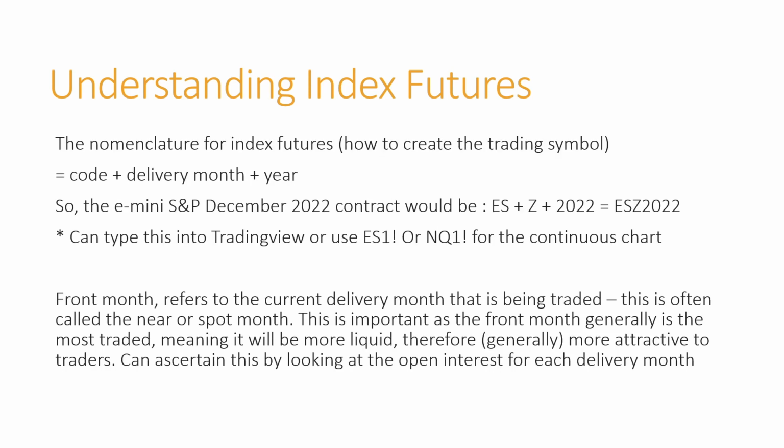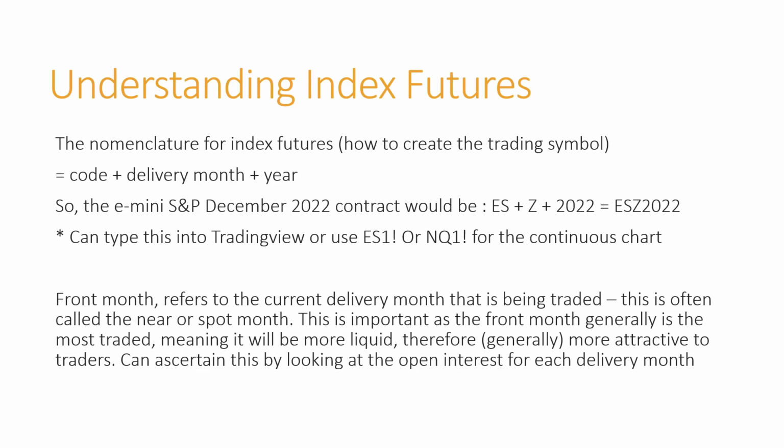So March is H, June is M, September is U, and December is Z. This is all important because it helps us understand the symbol, the nomenclature for how you create the symbol for index futures. It's quite simply the code plus the delivery month plus the year. So if we use the E-mini S&P December 2022 contract, the code is ES, the delivery month is Z, and the year is 2022, which gives us ESZ2022. You can type this into TradingView or most trading platforms or charting applications, and this will give you the chart for that particular delivery month.